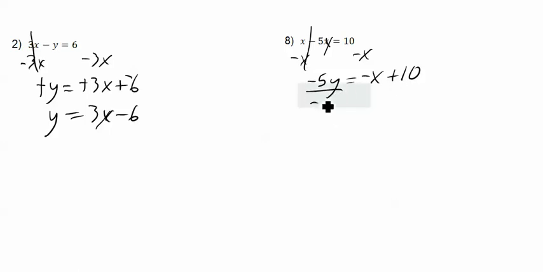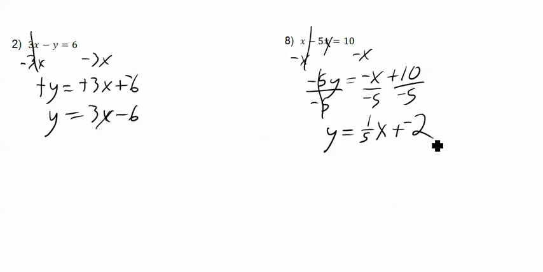Divide both sides by negative 5. And on this side, we need to divide every single term by negative 5. And y equals negative over negative is a positive, and there's an understood 1 here. So this is going to be 1/5 x plus negative 2, or just minus 2.